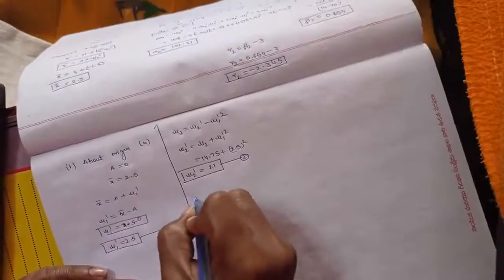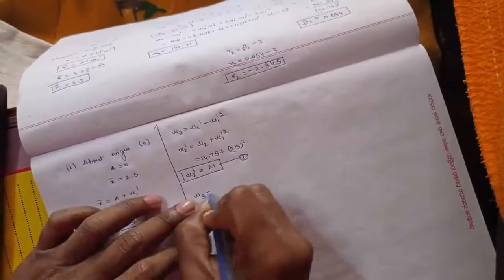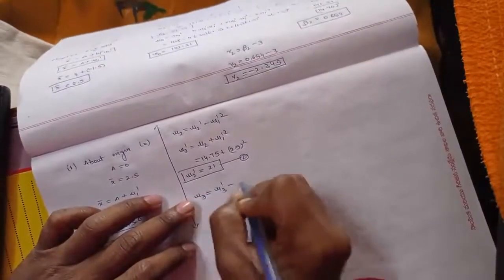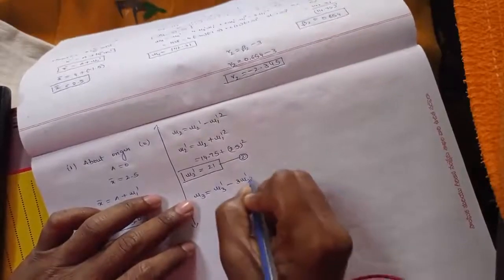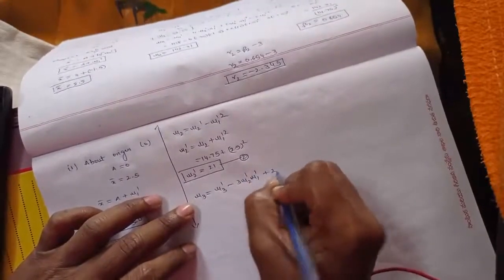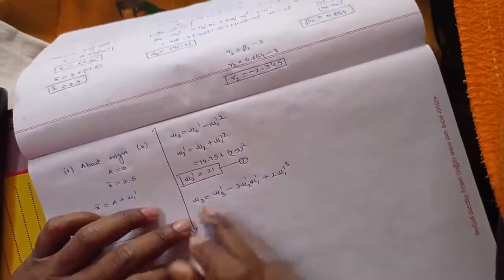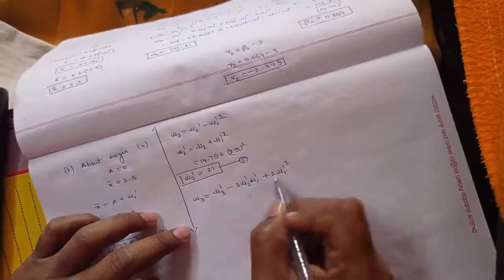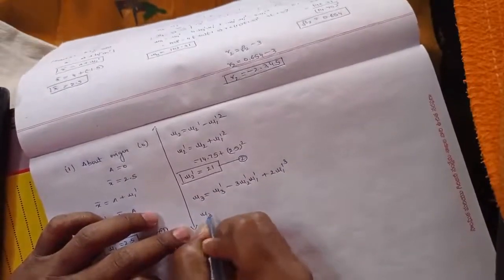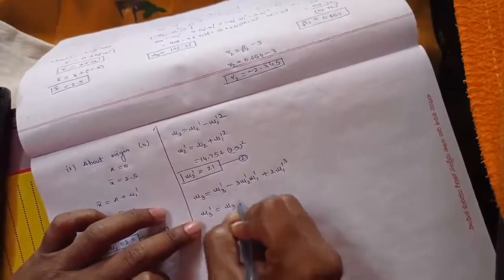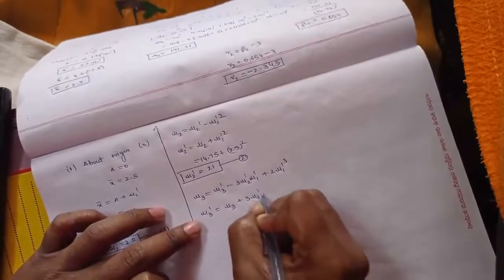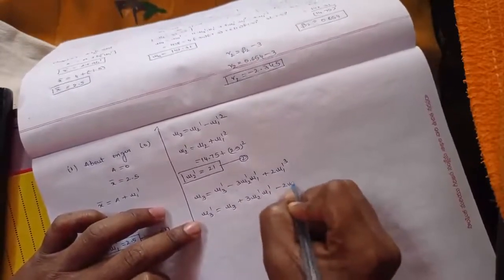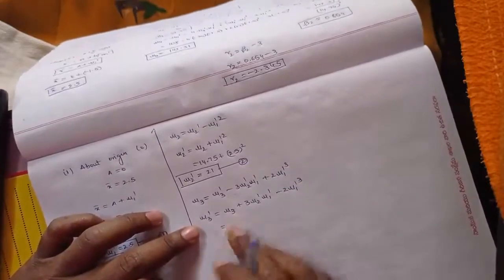For mu3 we have to take mu3 is equal to mu3 dash minus 3 mu2 dash mu1 dash plus 2 mu1 dash power 3. So we want mu3 dash. Send all these terms to the left side. So we'll be getting mu3 dash is equal to mu3 plus 3 mu2 dash mu1 dash minus 2 mu1 dash power 3. So substitute all the values. Here mu3 is 39.75.